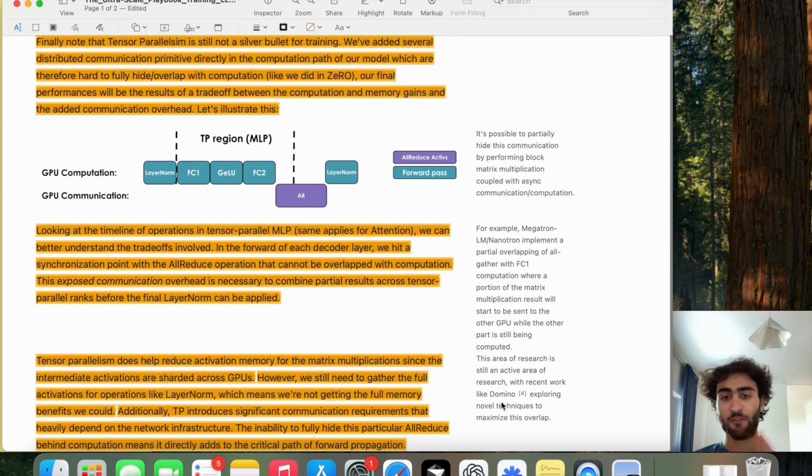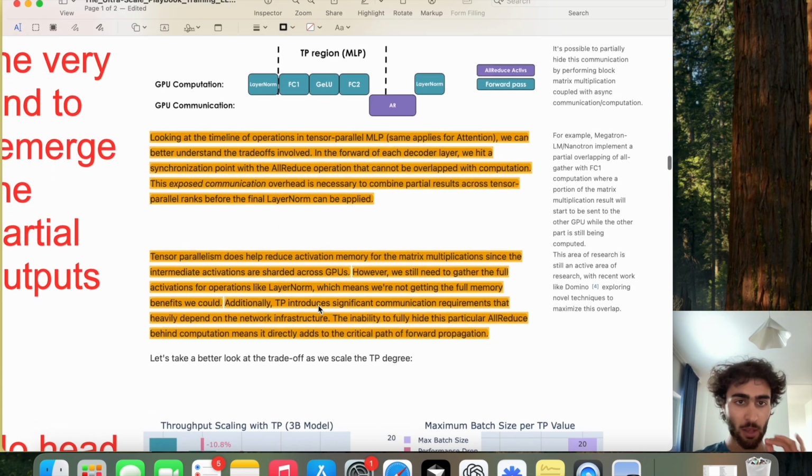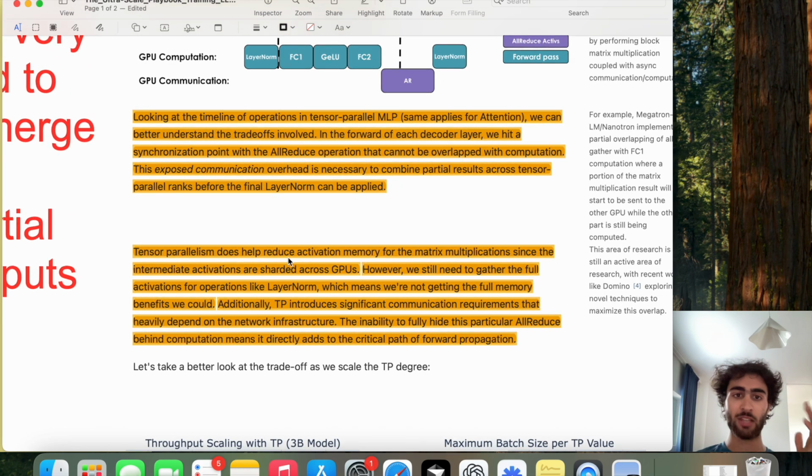So apparently, and in further work such as Domino, there is a way to maximize this overlap. So in essence, disregard what they say here, it is still possible to overlap communication and computation to reduce idle time. And usually this happens by either prefetching while computation still occurs, or while communication occurs, doing some type of pre-computation.